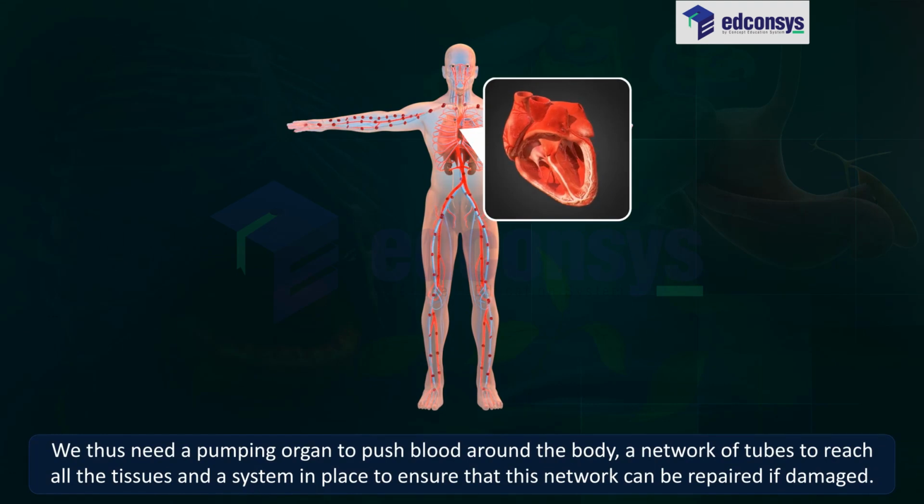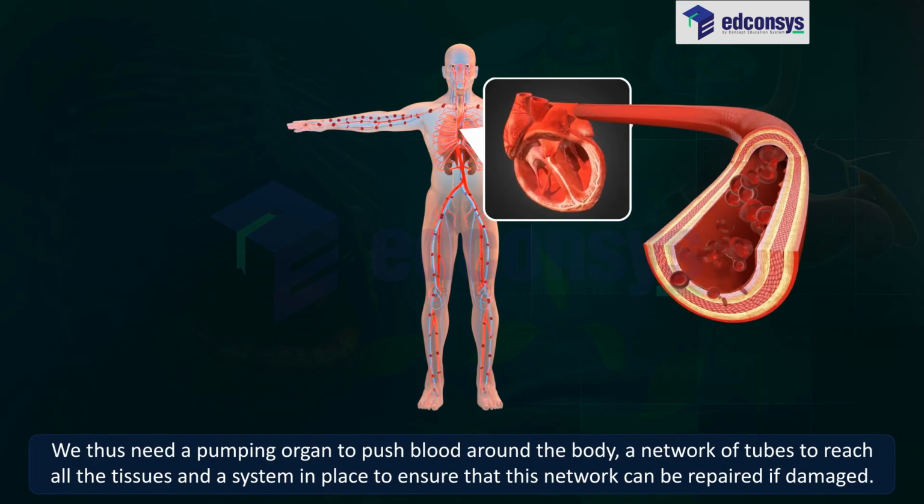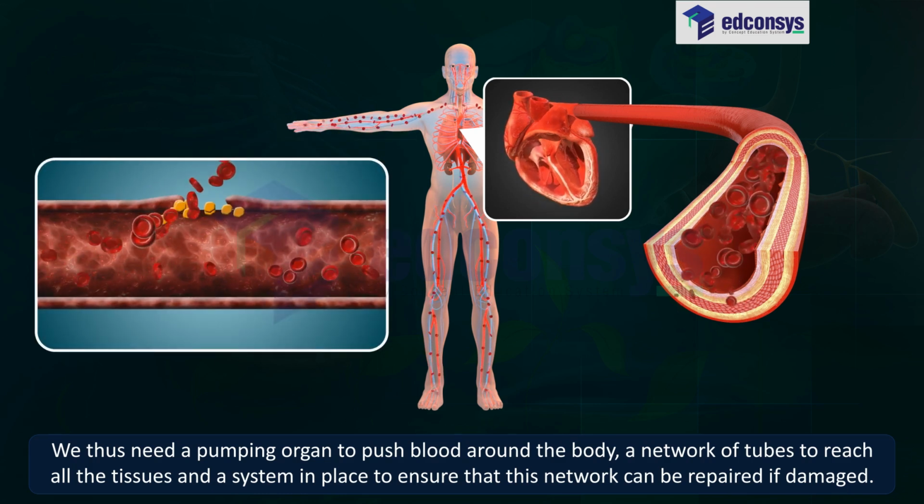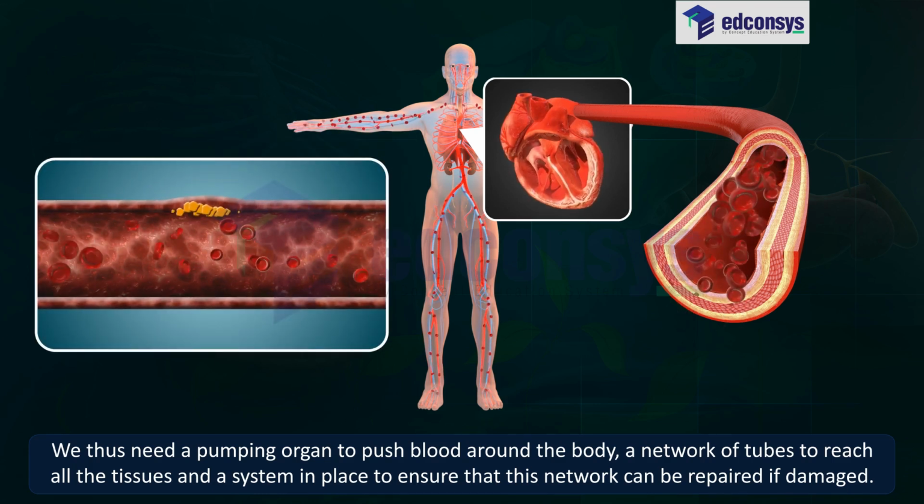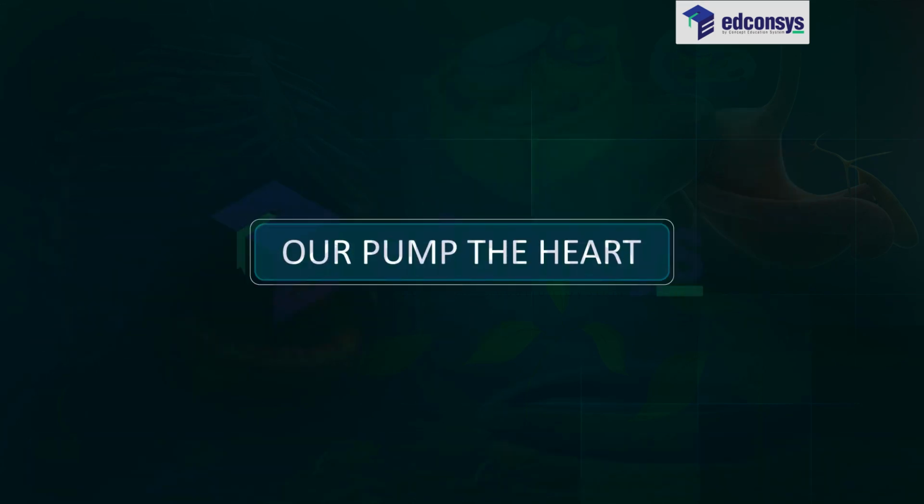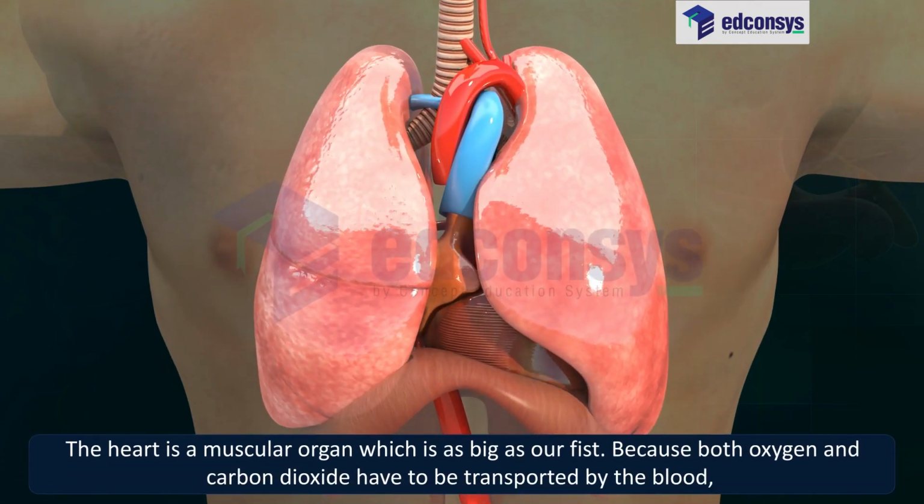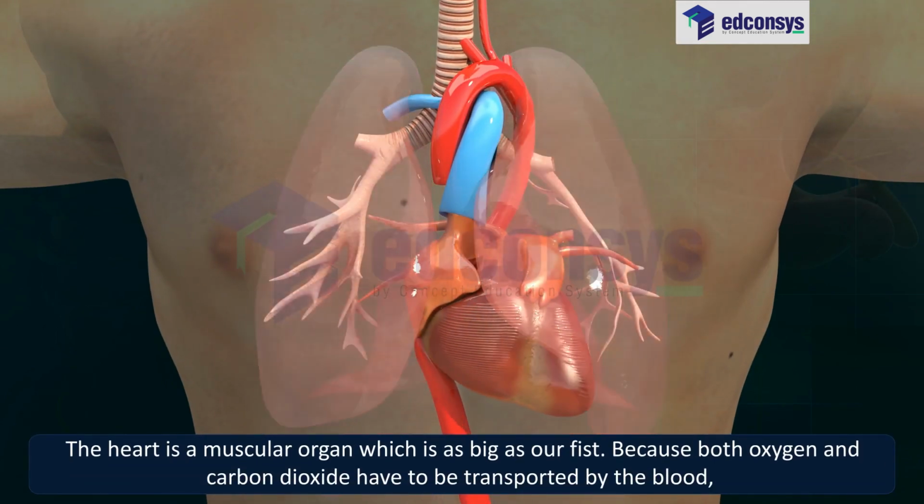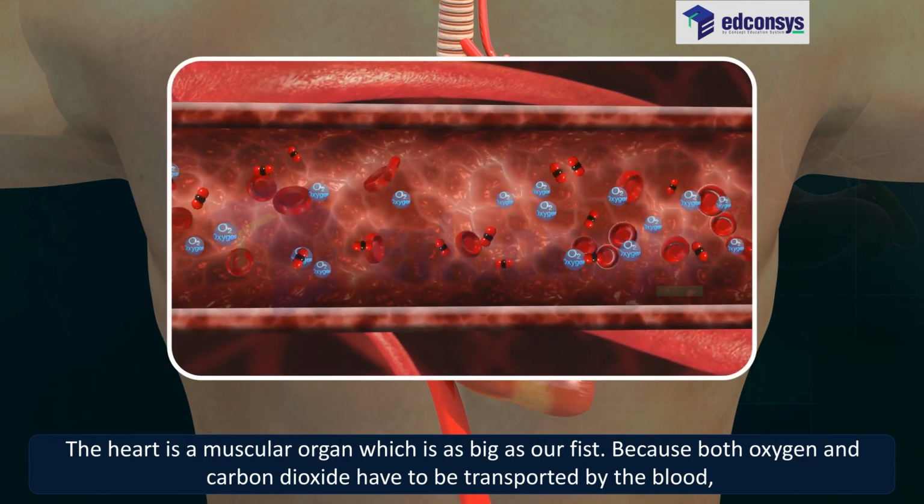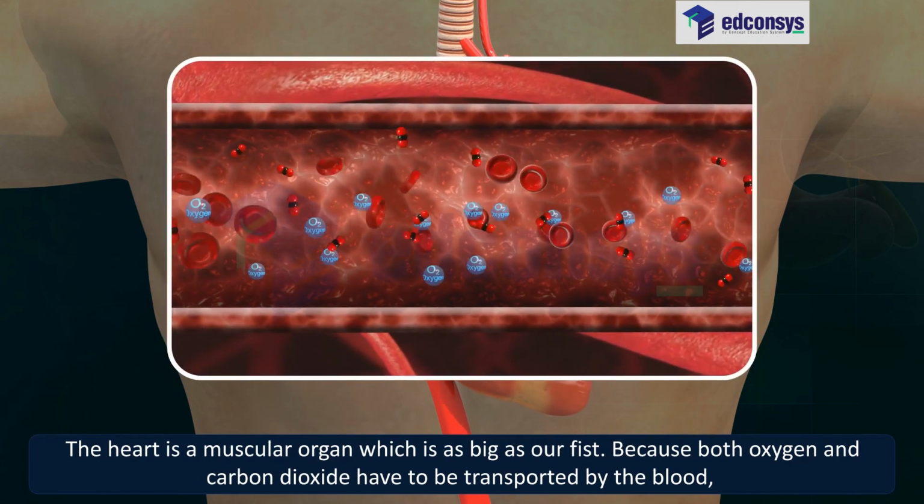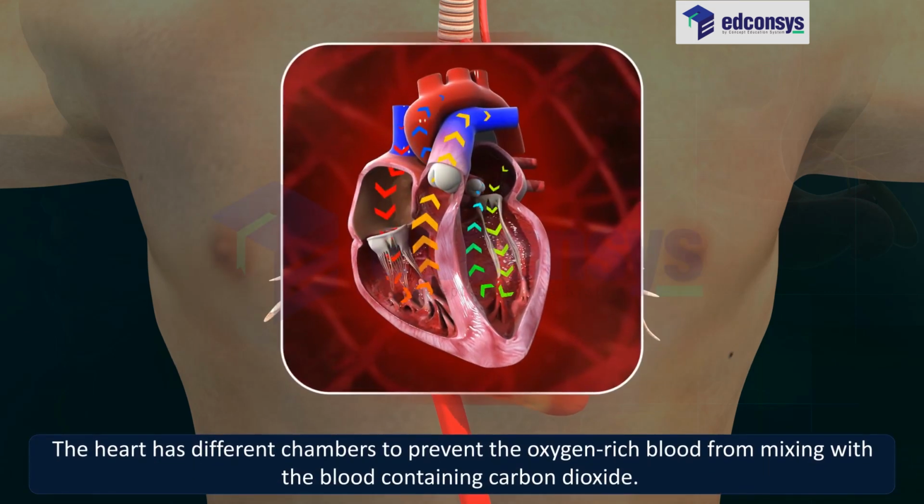We thus need a pumping organ to push blood around the body, a network of tubes to reach all the tissues, and a system in place to ensure that this network can be repaired if damaged. Our pump is the heart. The heart is a muscular organ which is as big as our fist. Because both oxygen and carbon dioxide have to be transported by the blood, the heart has different chambers to prevent the oxygen-rich blood from mixing with the blood containing carbon dioxide.